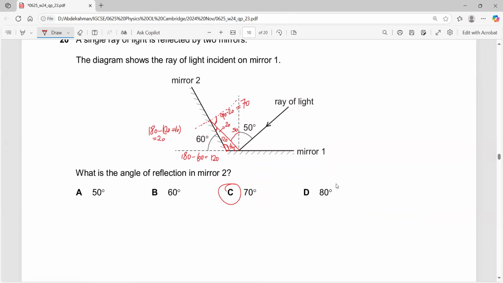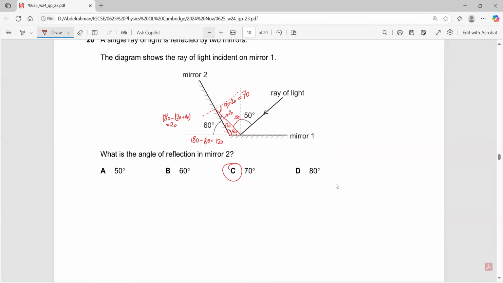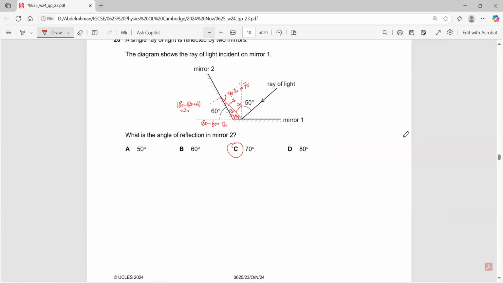Yeah, I had to zoom in a lot. Now, moving on.